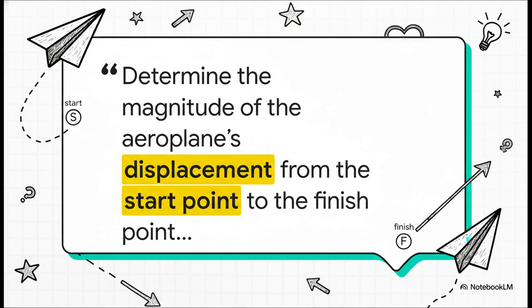So, here's our first task. And you've got to notice the specific language they use. See that word displacement? Examiners absolutely love that word because it's not the same as distance. We're not supposed to measure the winding path the plane actually flew. Nope. They want the straight line journey, as the crow flies, from start to finish.